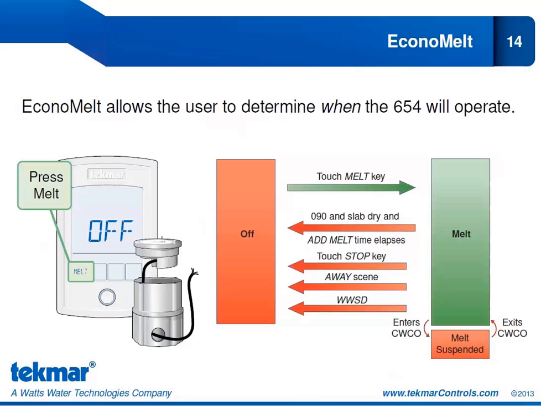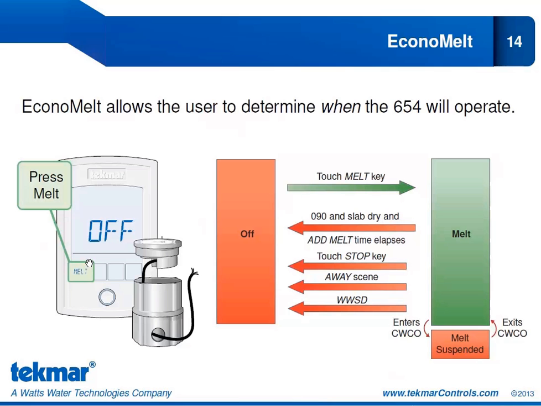So let's take a look at the chart for EconoMelt. We have our off state and our melt state. How do we move from off to melt? By touching the melt key. So we have to touch this melt key to give it that manual start. That'll take it from off into a melt cycle.